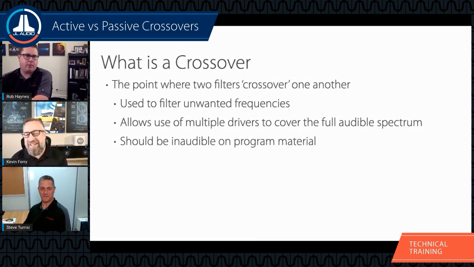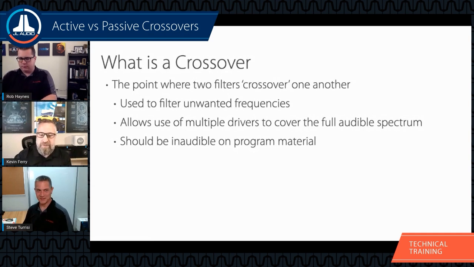Technically speaking, a crossover is the point where two filters, a high pass filter and a low pass filter, cross over one another. So like you have an 80 hertz high pass filter and an 80 hertz low pass filter, they will cross over one another. The filters themselves are used to get rid of unwanted frequencies and allow certain frequencies to pass, and that's something that we usually call a pass band. Those are the frequencies that are passing through that speaker, just keep that in mind. When you hear us say pass band, that is what we are referring to.